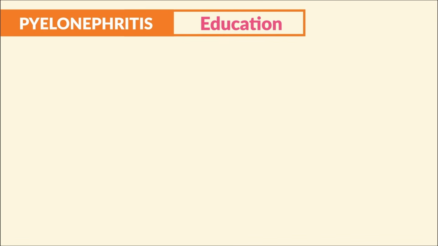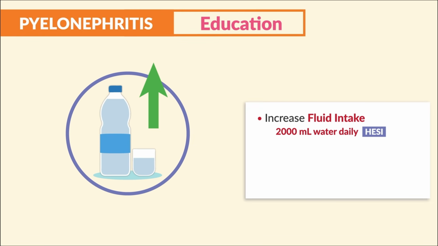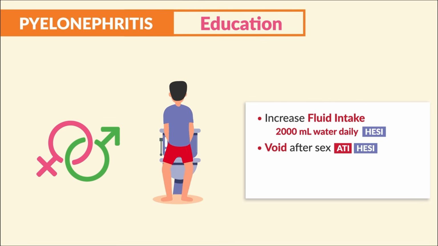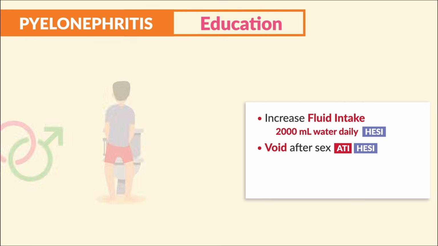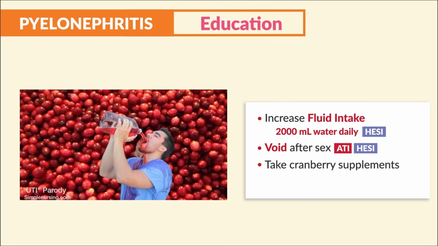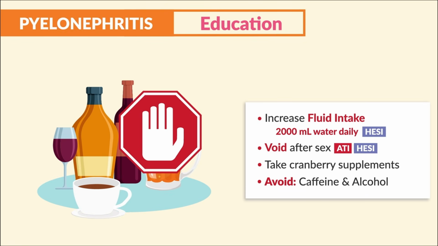Okay, now lastly, for education, always a big topic on exams in terms of select all that apply questions. So please write these down. We want to increase fluid intake to flush out that infection. And HESI mentions 2,000 mLs of water per day. And secondly, void after sex to flush out any bacteria that might have gotten to the urethra, as mentioned by ATI and HESI. Third, we take cranberry supplements to acidify the urine, as mentioned by ATI, and we avoid caffeine and alcohol, which may make the urine acidic.